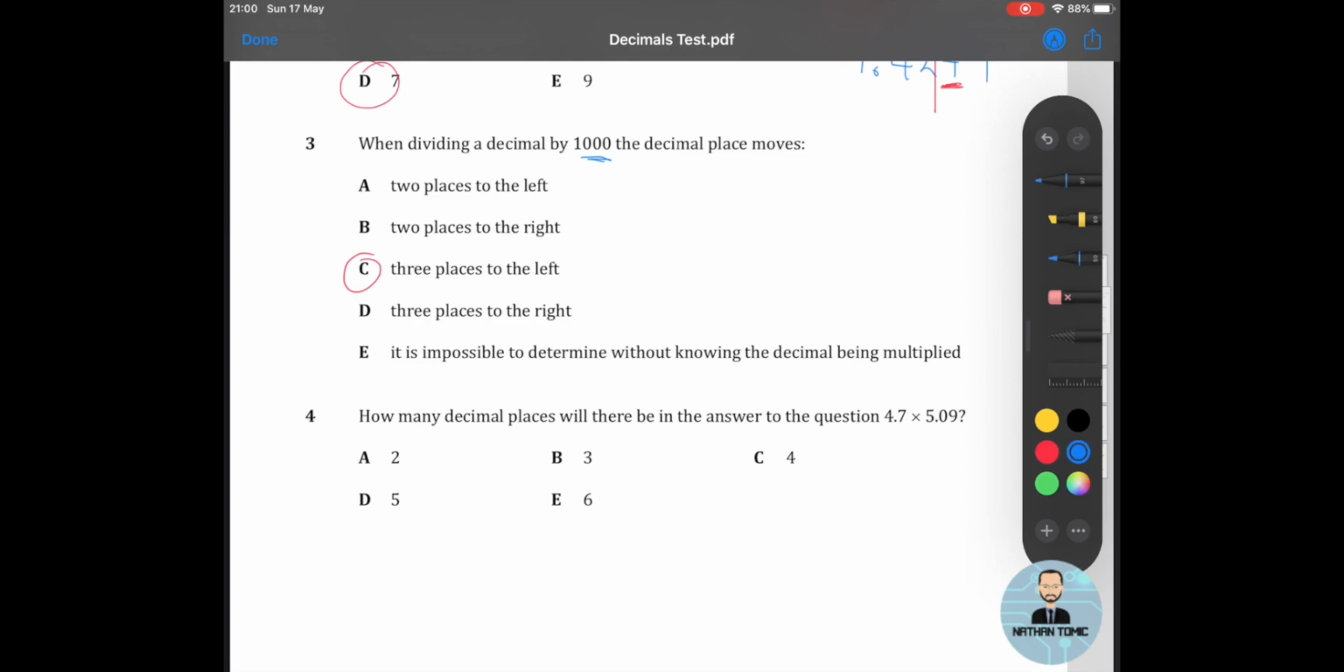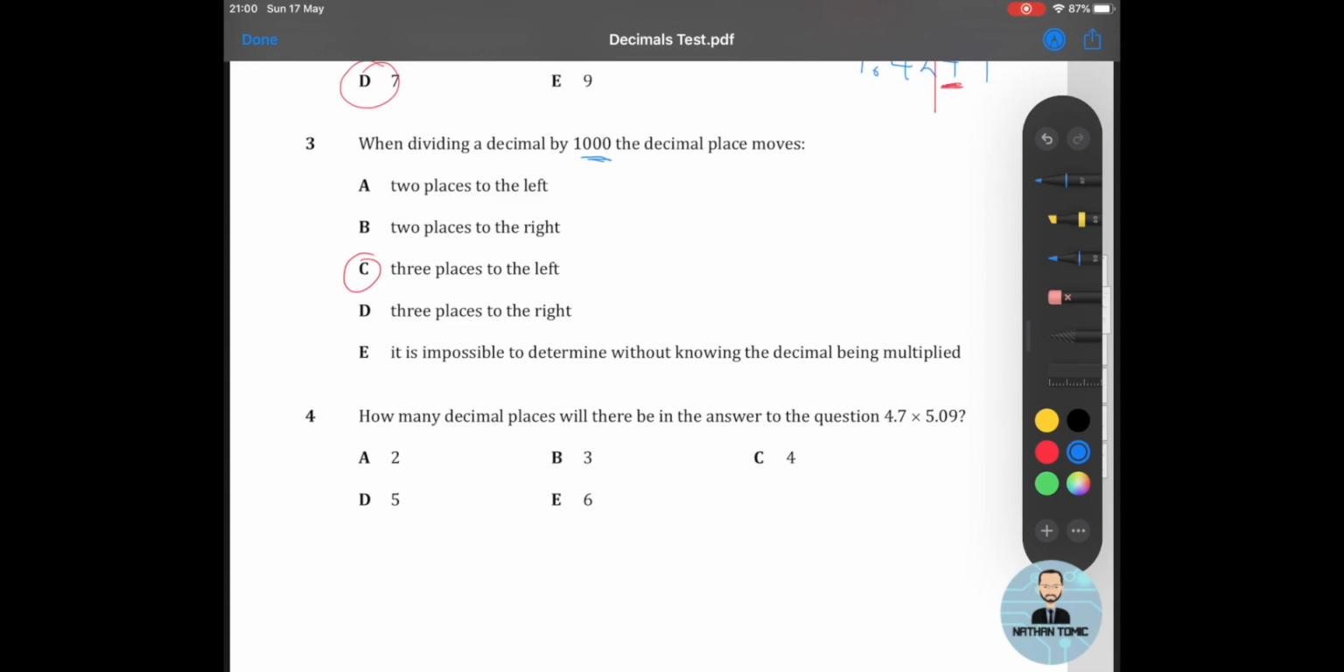And the last multiple choice, again, how many decimal places will there be in the answer for the question 4.7 times 5.09? Now again, looking at the question carefully, there's no need to actually work this out. There is absolutely no need to work out what the answer is. If we remember, when we multiply decimals together, we just convert them, or turn them into basically normal numbers by ignoring the decimal place.